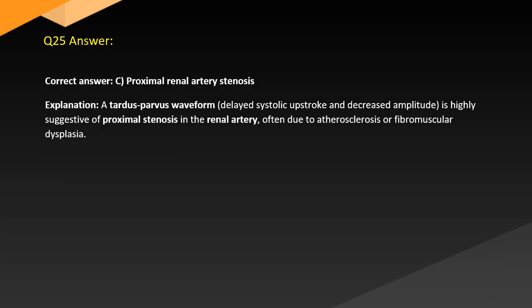Answer. Correct answer: C. Proximal renal artery stenosis. Explanation. A tardus parvus waveform, delayed systolic upstroke and decreased amplitude, is highly suggestive of proximal stenosis in the renal artery, often due to atherosclerosis or fibromuscular dysplasia.